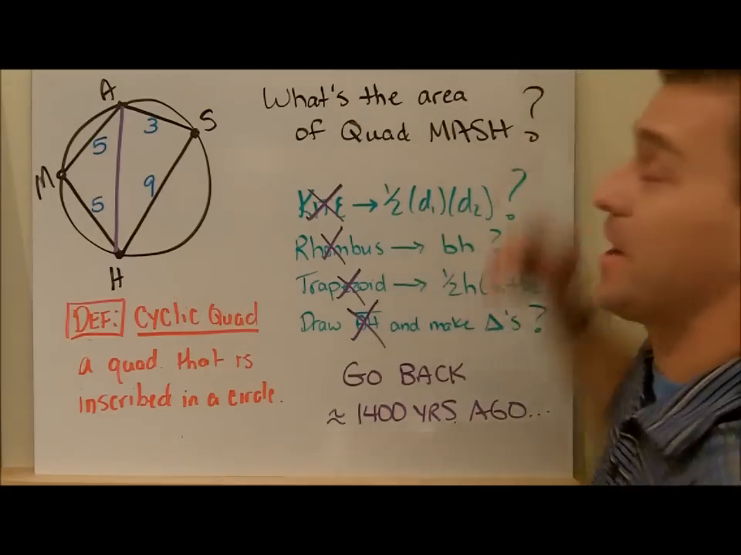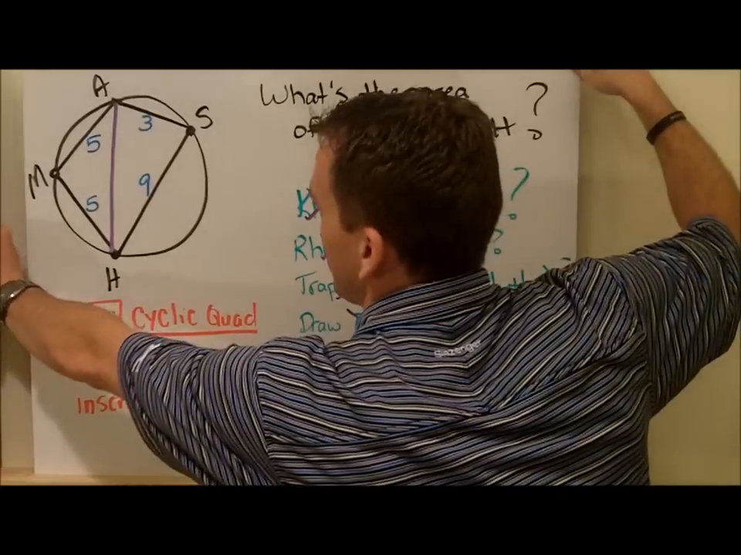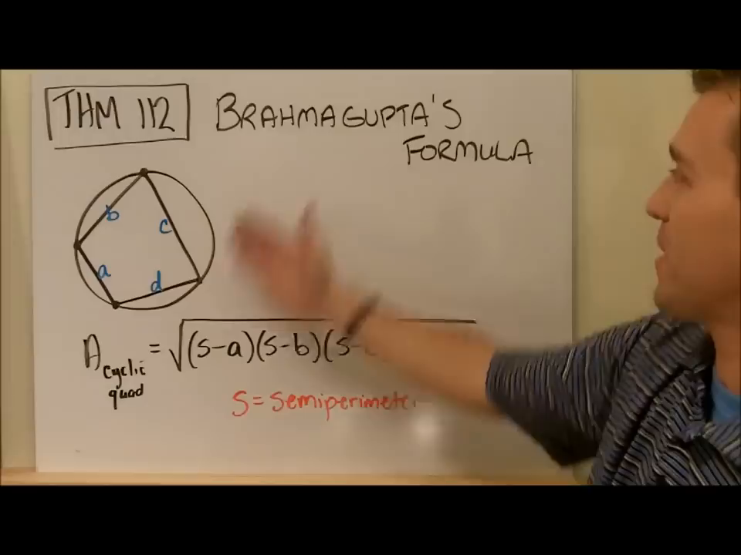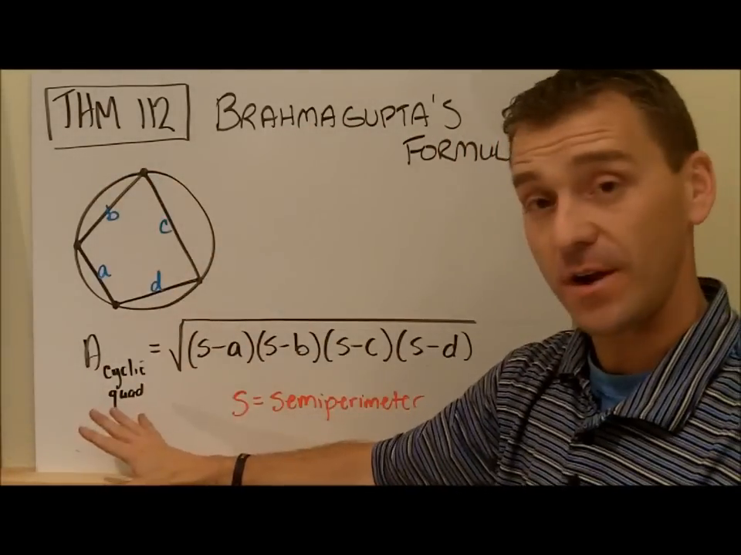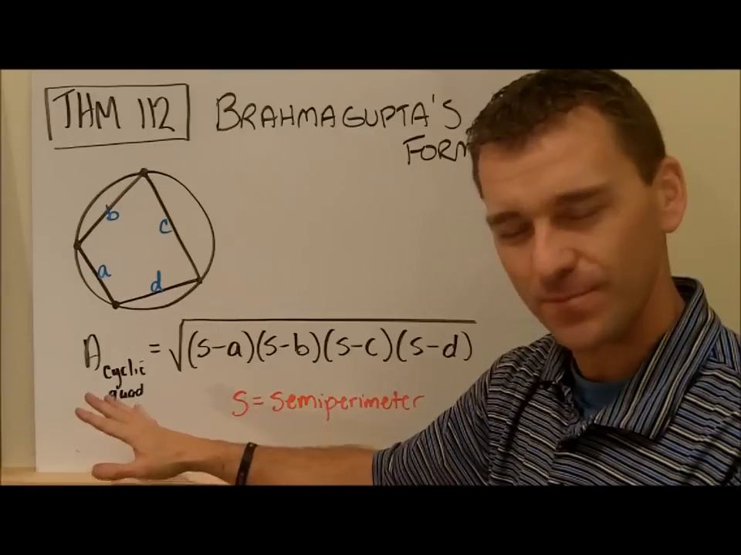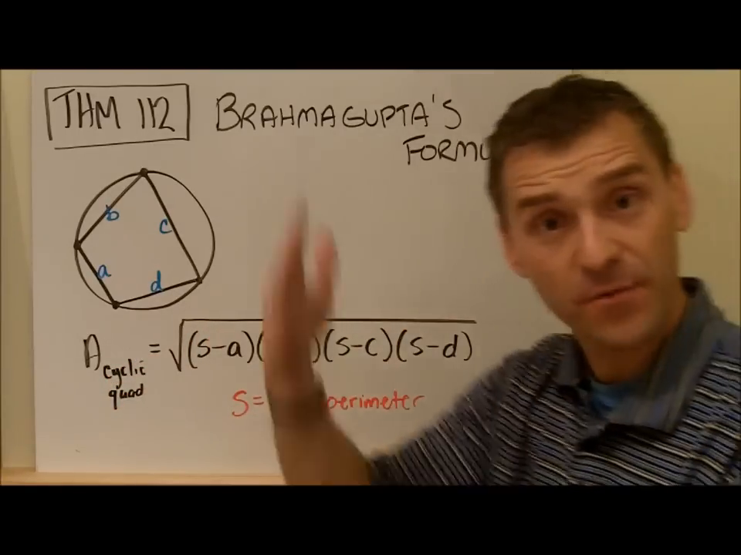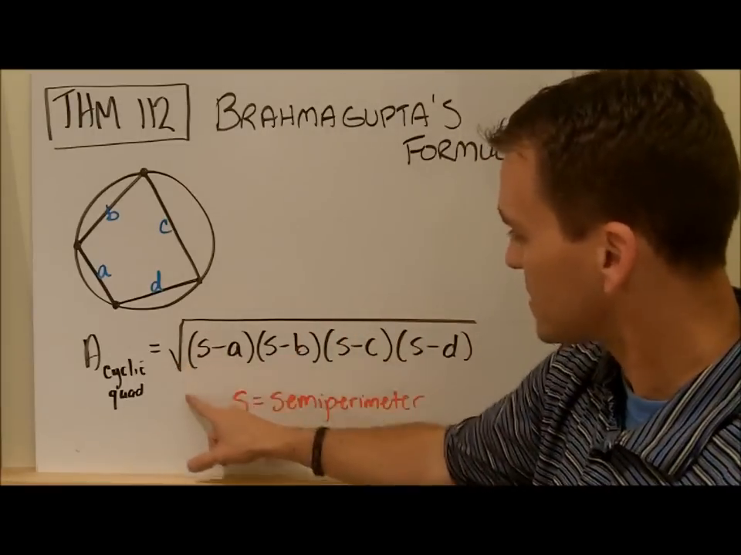But here you go. Here is Brahma Gupta's formula to figure out these cyclic quadrilaterals in terms of their areas. It is Theorem 112. Brahma Gupta's formula for cyclic quadrilaterals looks very similar to Hero's formula. Maybe they were brothers. Not even close, because they were 600 years apart. Maybe the same family tree. Who knows? The Gupster and Hero.